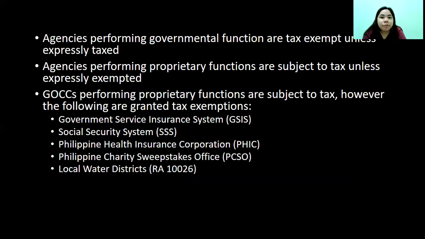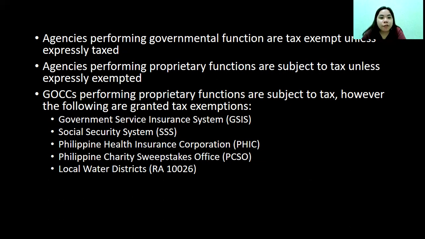So agencies performing governmental functions are tax exempt unless expressly taxed. Why? Government agencies are not subject to tax because the government cannot tax itself. So even though it is an agency that generates income, for example, the PRC can generate income from examination fees and accreditation fees, and all other agencies of the government, they are not being taxed since they are government agencies. So they are exempt.